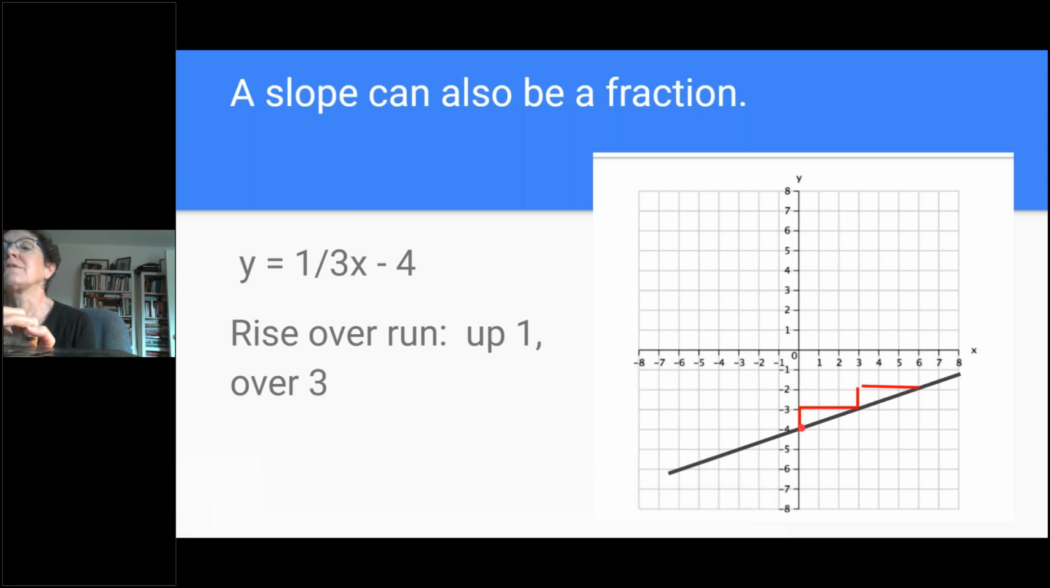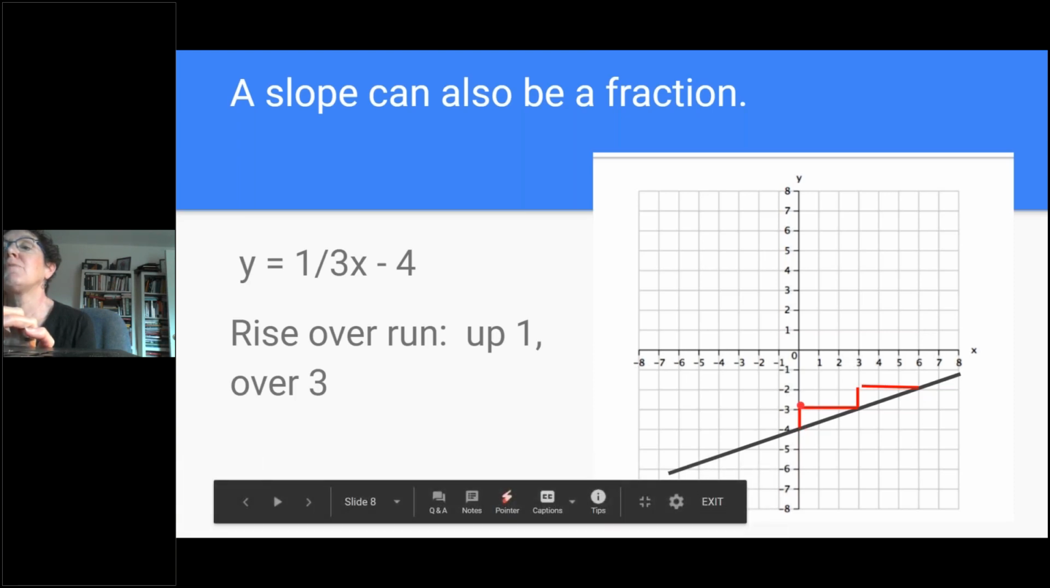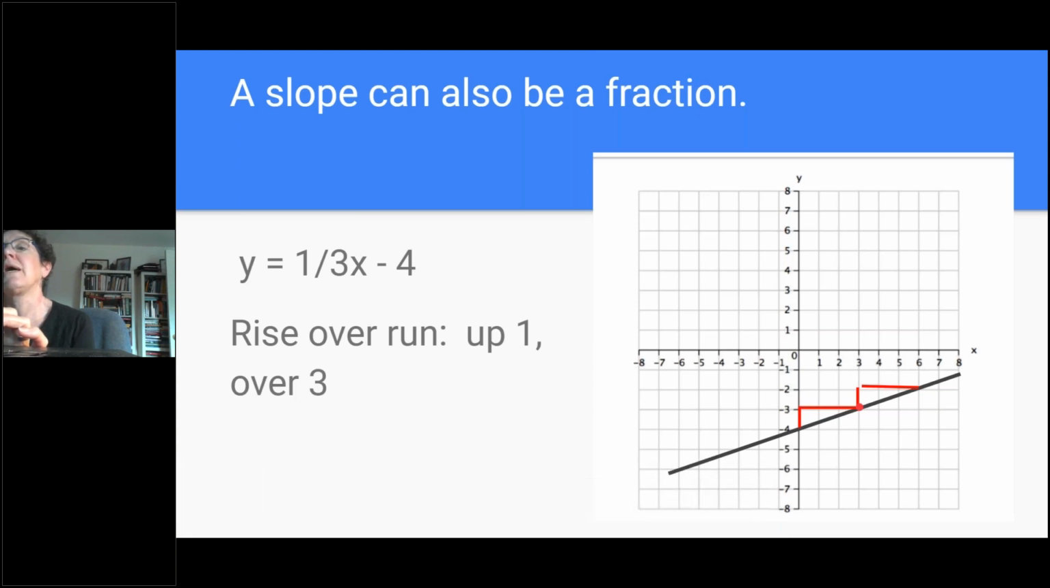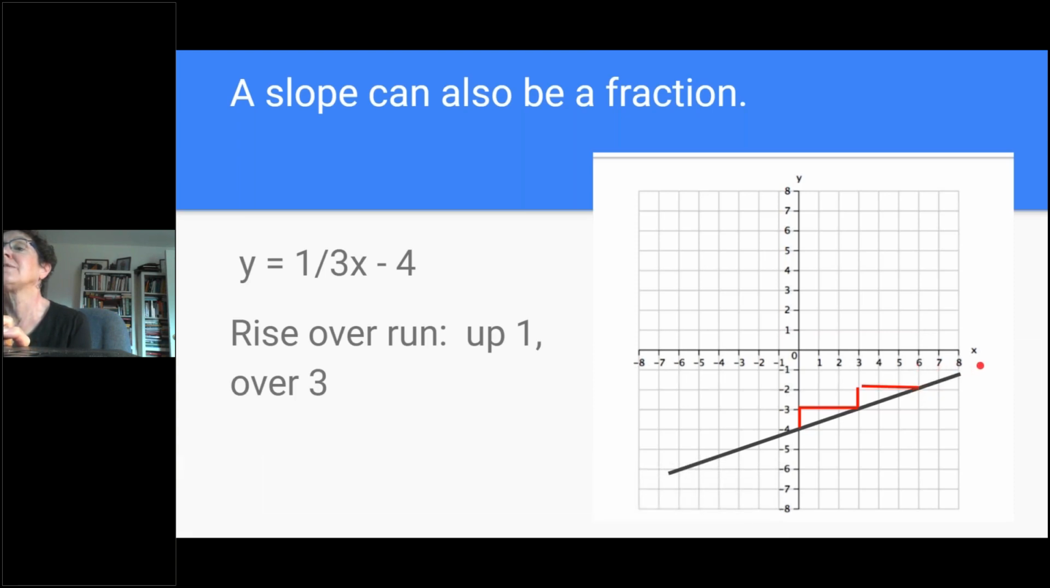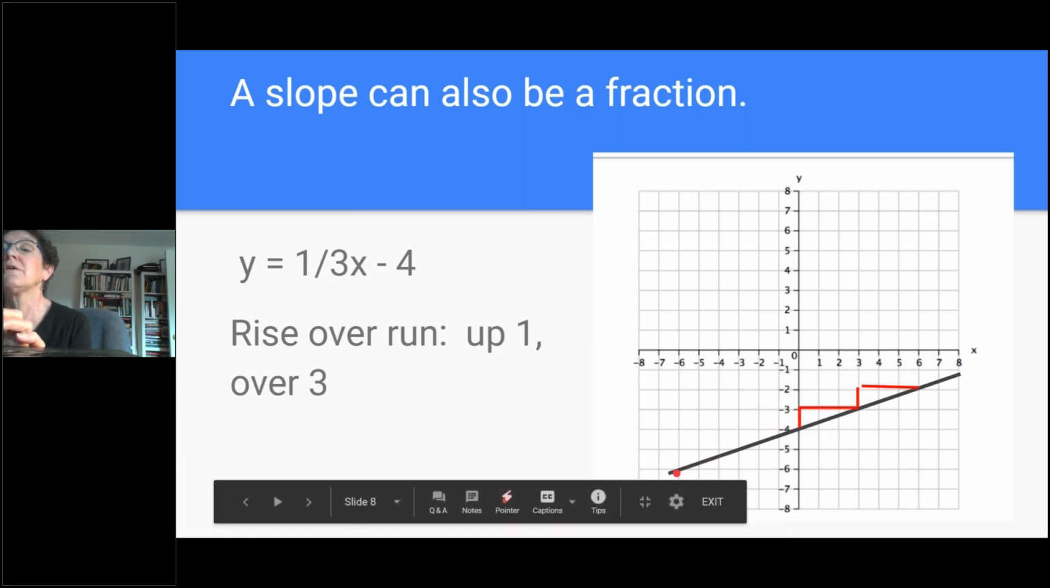Here's the point where it crosses the y-axis. We go up 1 over 3, and that's the next place where the line crosses one of these intersections. Up 1 over 3. Here's the next place where the line crosses one of these intersections. And we run out of graph, but we can see it would be doing the same thing here. We start here, up 1 over 3, up 1 over 3.